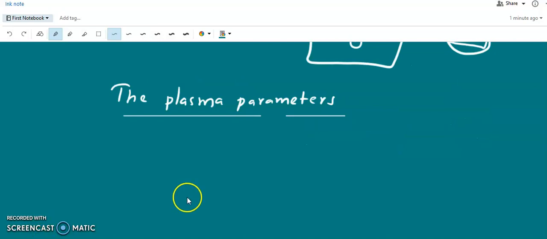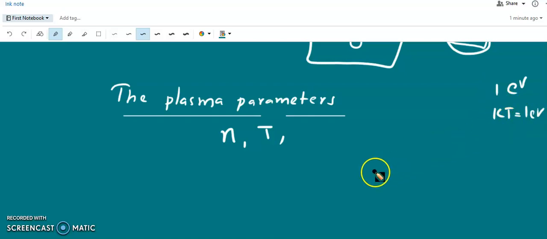So we have discussed different parameters of plasma. One is number density, the number of particles per unit volume, number of electrons per unit volume or number of ions per unit volume. The next parameter is temperature, generally represented in electron volt units. So a 1 electron volt plasma means kT equal to 1 electron volt. And we have already discussed the Debye length.